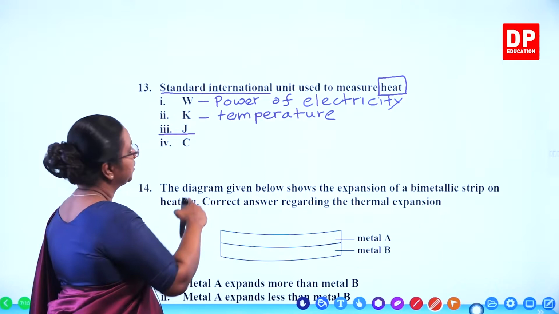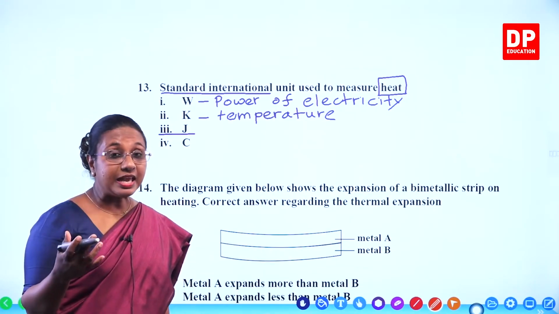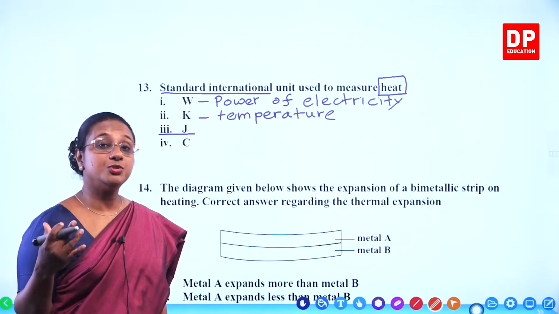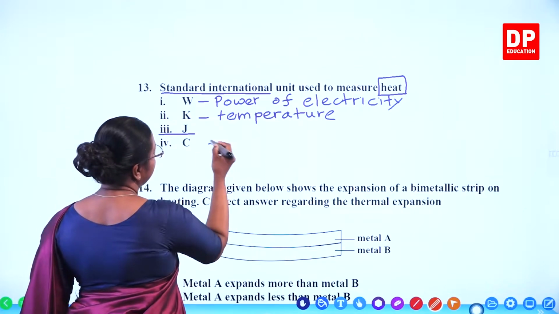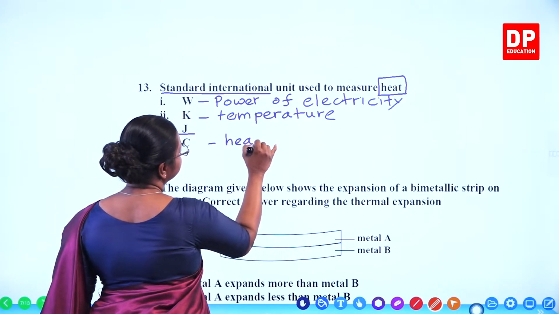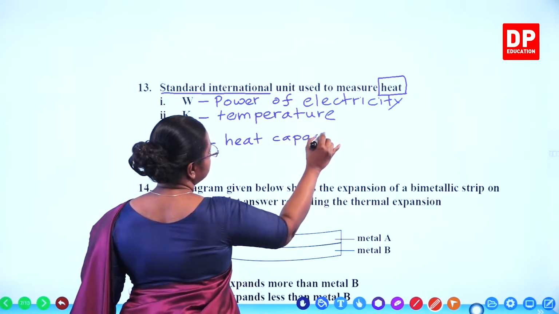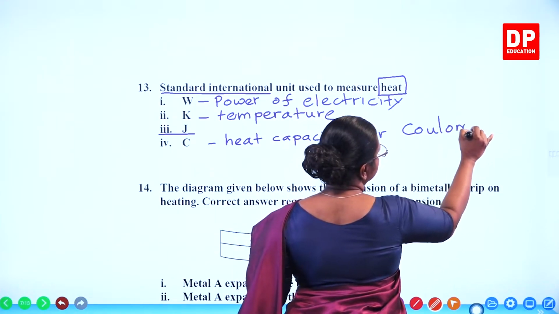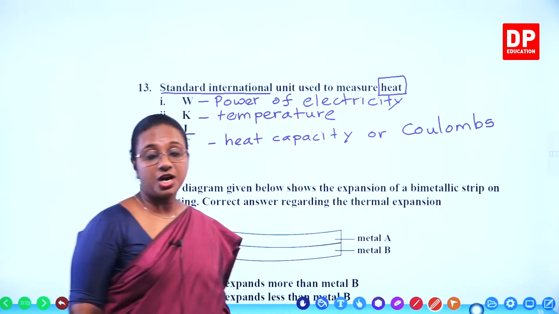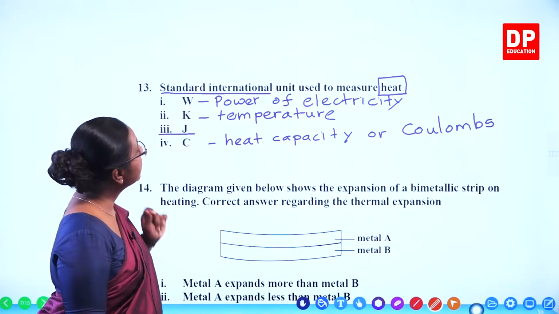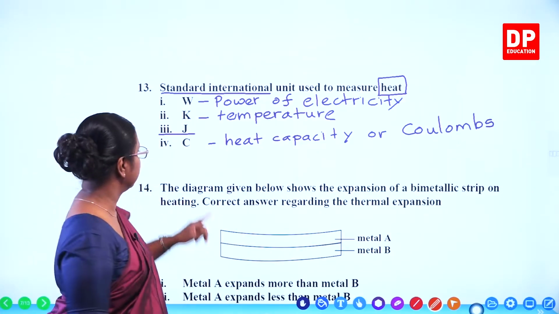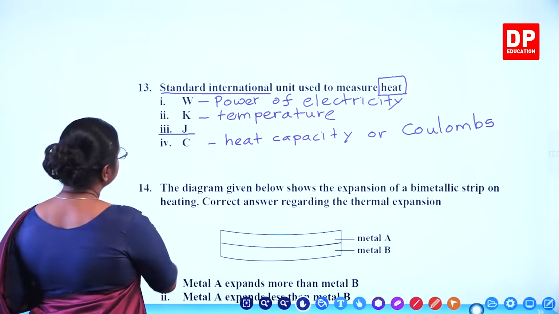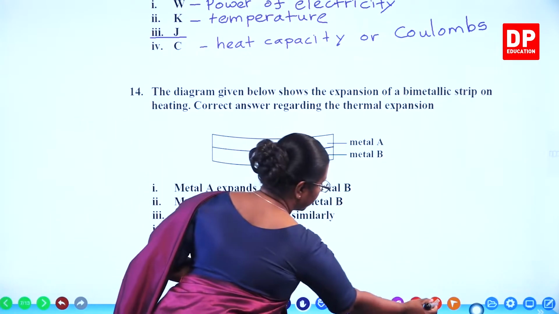And what is C? Normally we use C to indicate heat capacity or else coulombs. Coulombs is the unit used to measure charges. So here of course the standard international unit used to measure heat is joules, because it is a form of energy, thermal energy. Then we have the 14th question.